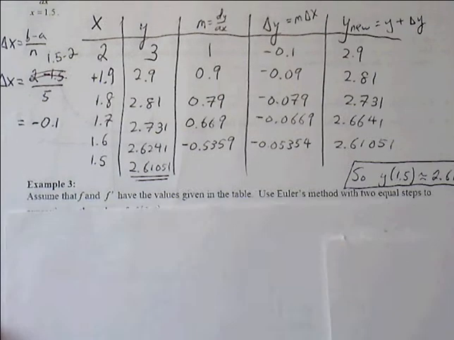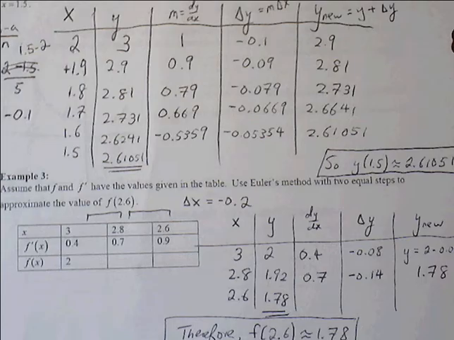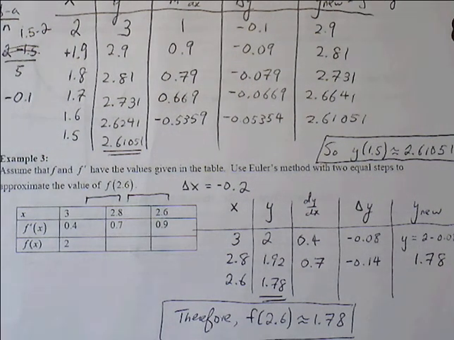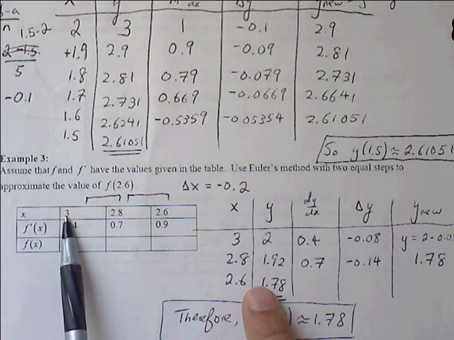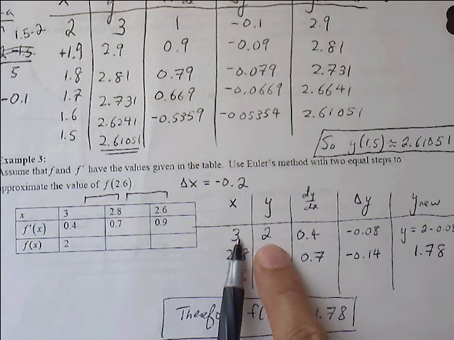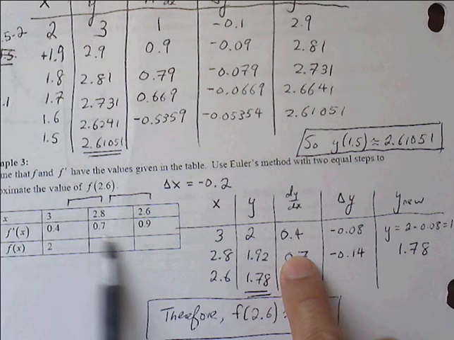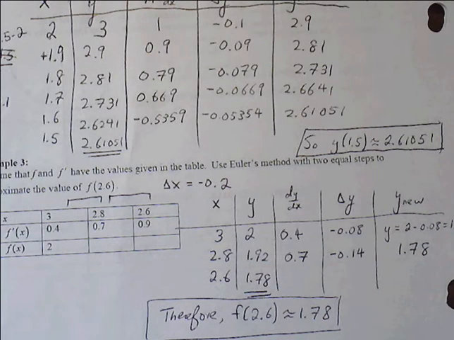Okay, final example. Assume that f and f prime have the values given in the table. Use Euler's method with 2 steps to approximate the value at 2.6. So we're starting at 3, and our y value is 2. So 3, 2. We're just going to fill in this table, but we have this information to help us make the process maybe a little bit faster.